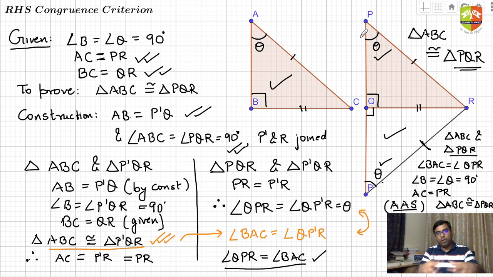So in all these sessions, what did we learn? There are four basic criteria of congruence. One is SAS. We learned in the first session, then ASA. Corollary to ASA was AAS. Then we learned SSS and now RHS. So four and one corollary. So in a way, five, you can say. But then basically there are four. And with these four rules or four sets of criteria, we can prove triangles congruence, and we can solve problems related to that.